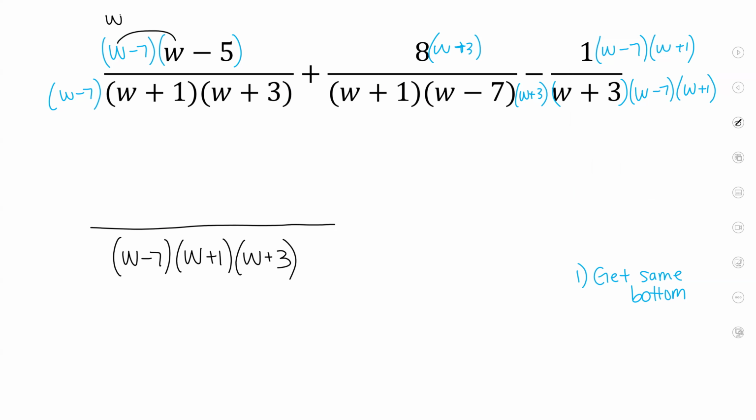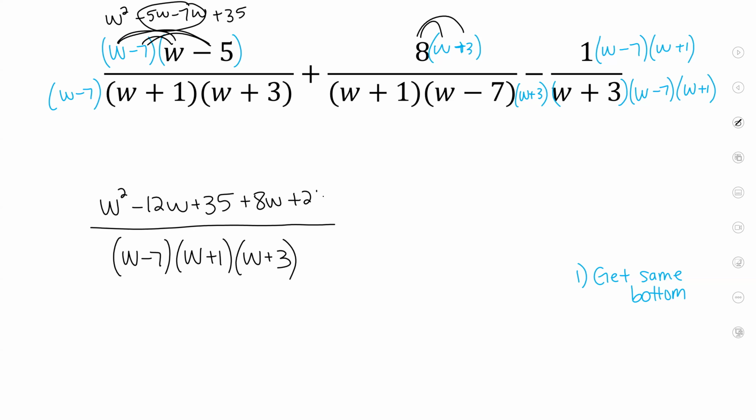This will be W squared minus 5W minus 7W plus 35. Okay, so this is W squared. These two add up to negative 12W plus 35. Okay, the next one, 8W plus 24. Okay, this is W times W is W squared plus W minus 7W minus 7. Okay, so this is W squared. This is negative 6W plus or minus 7.